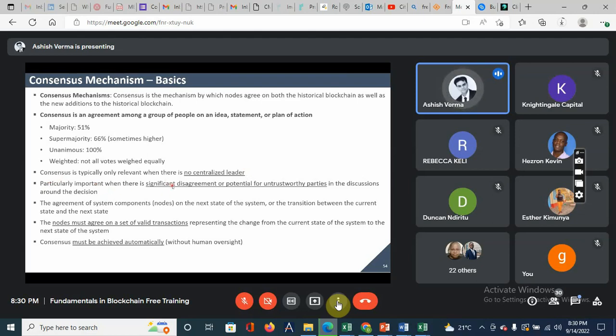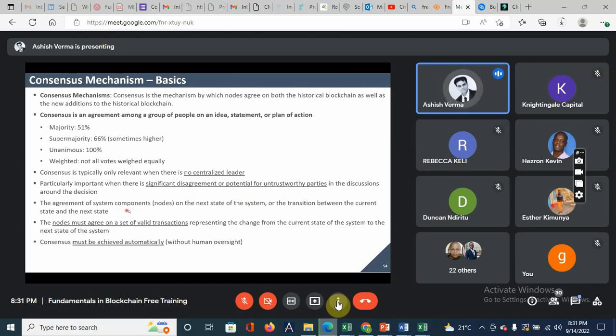And this is particularly important when there is significant disagreement or potential for an untrustworthy party. We know Bitcoin or Ethereum networks are all public. And when it's public, there will be people who will try to take advantage of the system. So there will always be some untrustworthy party. So proof of work or other consensus mechanisms become very important when you are trying to identify such untrustworthy parties in the system itself.